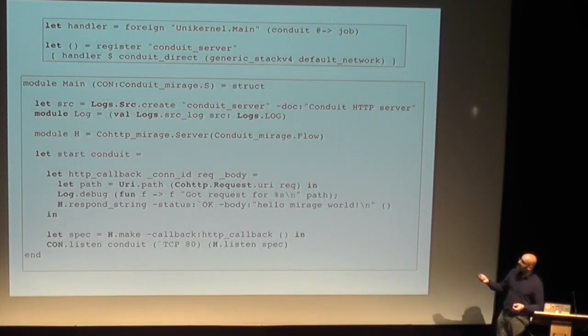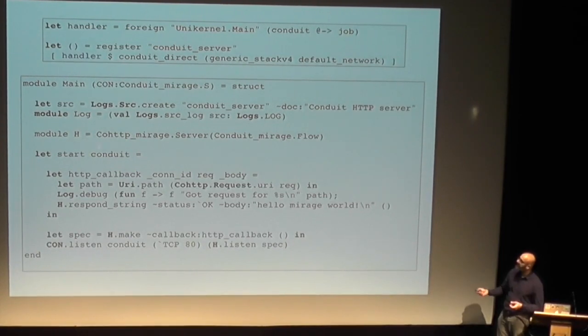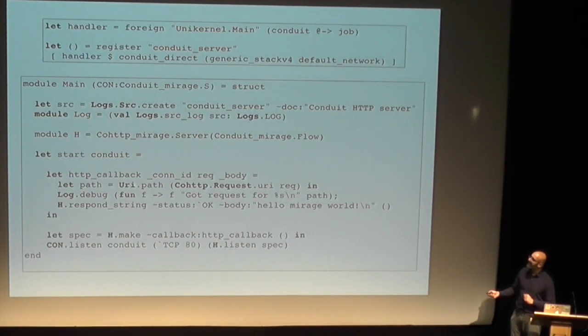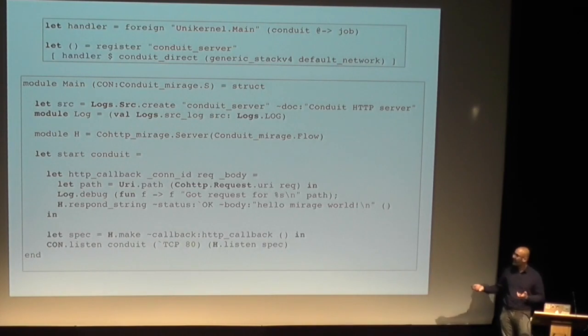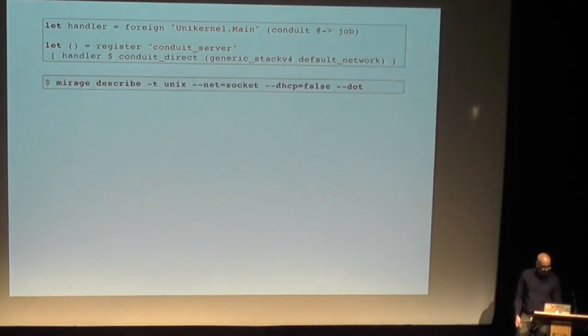To serve HTTP, I just want a conduit. And then I will construct my logs infrastructure. And then I will construct my HTTP server using the module system in OCaml based on the conduit. Then I'll give it a callback, just like you would in a normal callback, to look at the URI that you've typed into your browser. I'll log the request using my logging infrastructure. I'll respond with hello Mirage world. But of course, you can have far more complex logic in there for real systems. And then you start listening in the conduit, in this case on TCP port 80, and then the unikernel goes off.